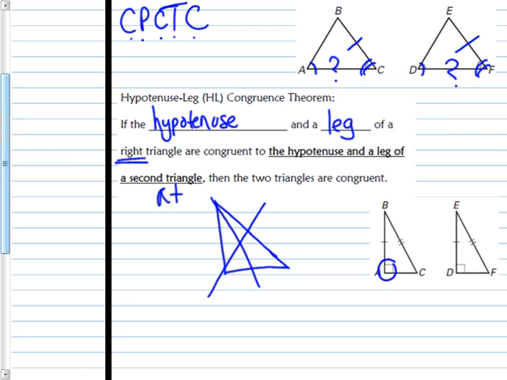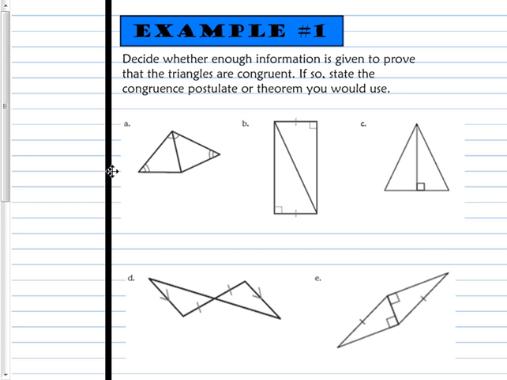So here I very clearly have right triangles. They have a hypotenuse of one that's congruent to the hypotenuse of another, and they have a leg of one that's congruent to the leg of the other. Okay, so as long as it has a congruent hypotenuse and a congruent leg, we are good to go. They are also congruent. We're going to do some practice here.